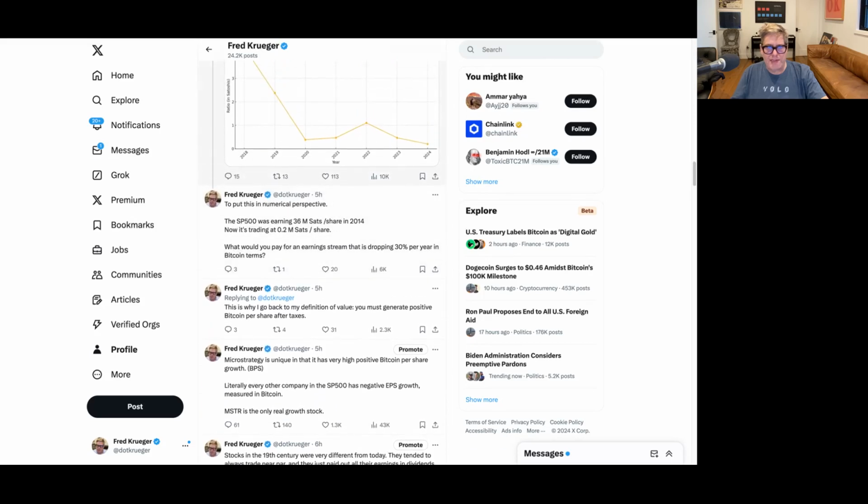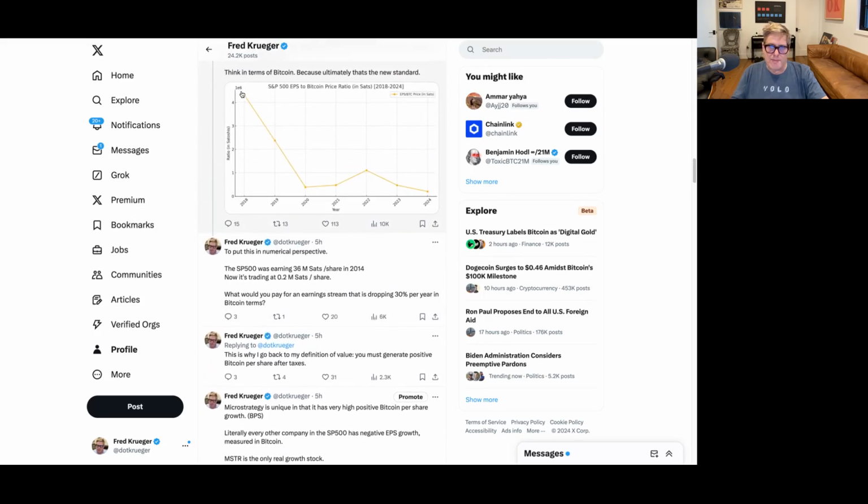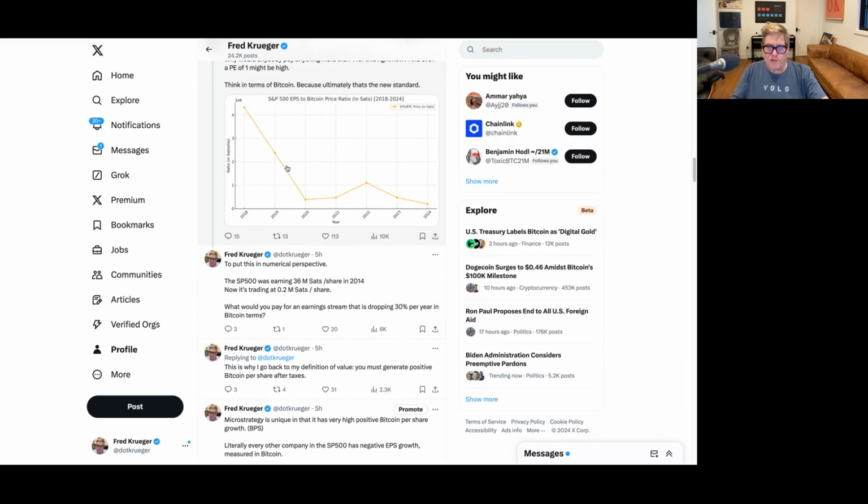Now, here I have the S&P 500 earnings over time relative to Bitcoin. You see, in 2022, the earnings per share of the S&P rose relative to Bitcoin to about 1 million satoshis per share. And now it's down to about a third of a million satoshis per share, or 0.2 million satoshis per share. So this is not an earnings per share growth pattern that's really worth investing in.